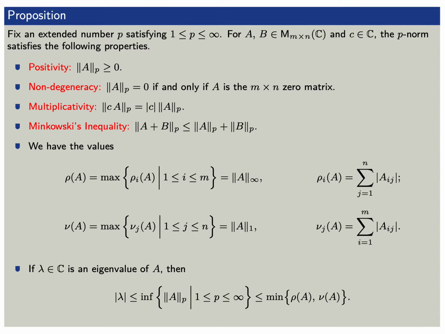If lambda is any eigenvalue of A, then the absolute value of the eigenvalue is at most the p-norm of a matrix. In particular, the absolute value of any eigenvalue is less than or equal to the smaller of rho of A and nu of A.